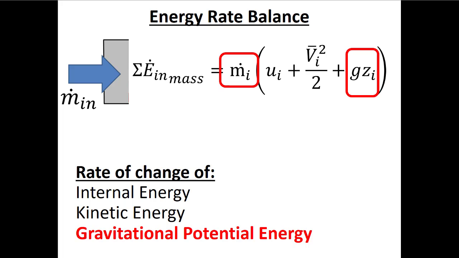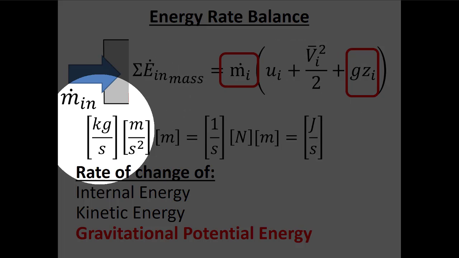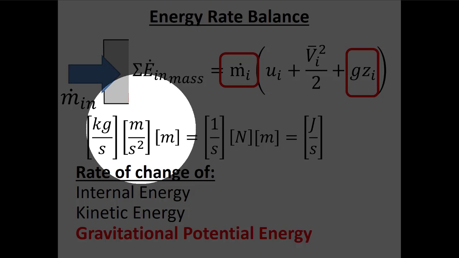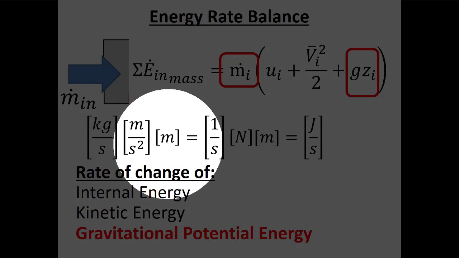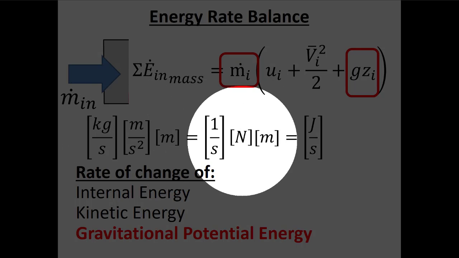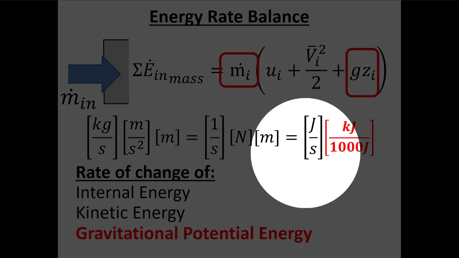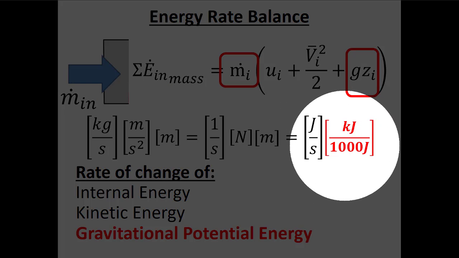The gravitational potential energy term is somewhat similar. Again, we have kilograms per second multiplied by an acceleration, meters per second squared, multiplied by a distance, meters. So kilogram meters per second squared, again, is going to be newtons. So this is going to be Newton meters per second, or joules per second. So again, if this potential energy term survives, then I'm going to have to add in this extra unit conversion factor.